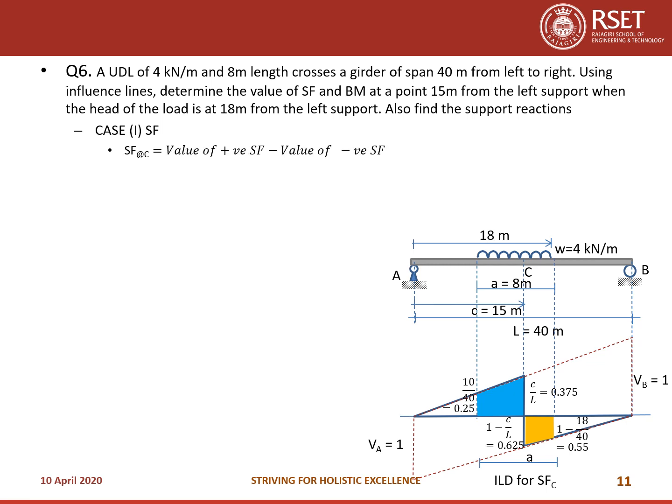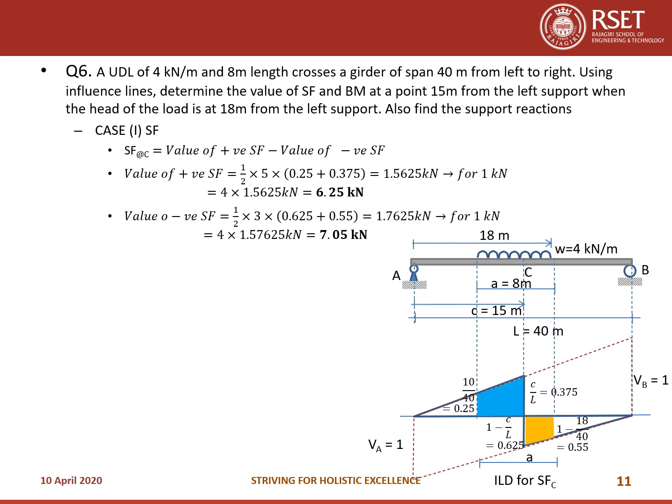So the shear force is the value of the positive shear force minus the value of the negative shear force. You find out the area under the positive shear force diagram and the area under the negative shear force diagram, and then deduct these two. So that is half into 5 into 0.25 plus 0.375. C by L is 0.375, and the other portion is X by L, and here X is nothing but 10 meters, because 15 minus 5 is 10, divided by L, so it is 0.25. Similarly, you will be getting that as 6.25 kilonewton.